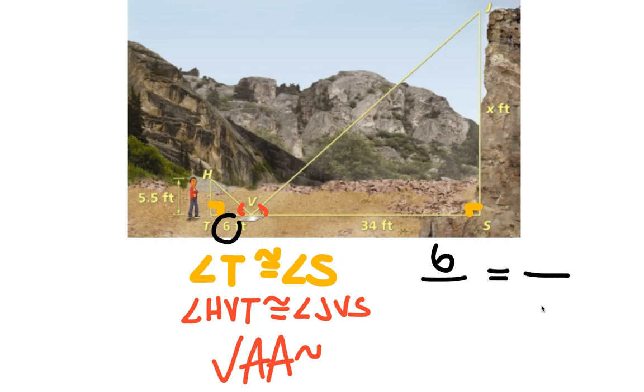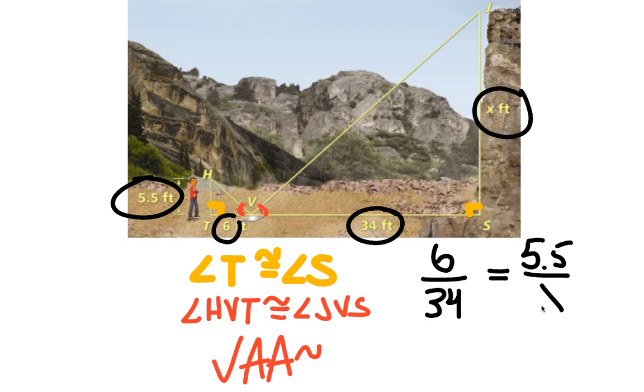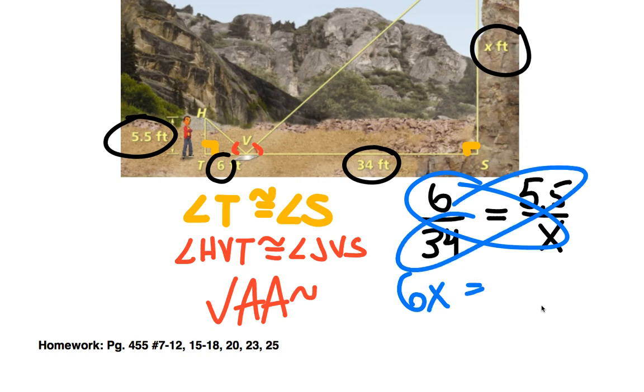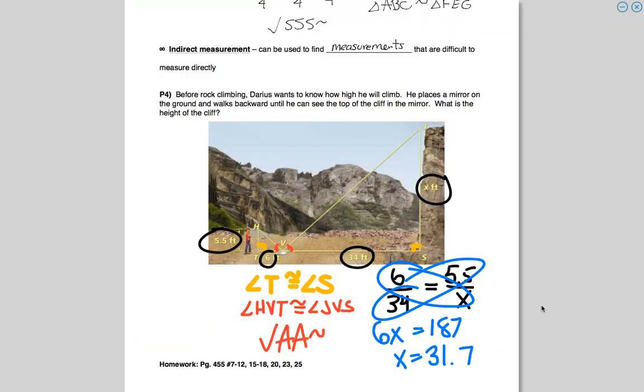Meaning 6 relates to 34 the same way as 5.5 relates to x. You could set that up several ways. 6x equals 34 times 5.5, which is 187. X equals 31.7 roughly.